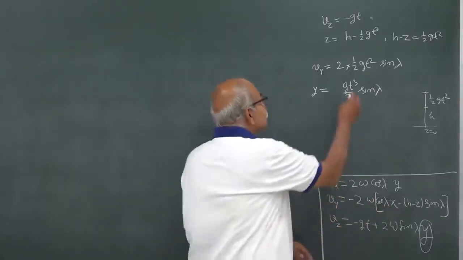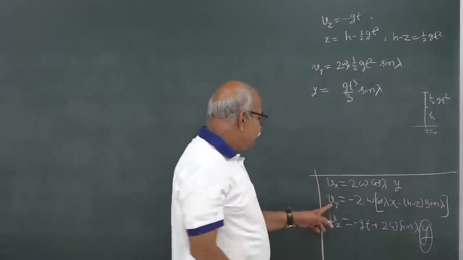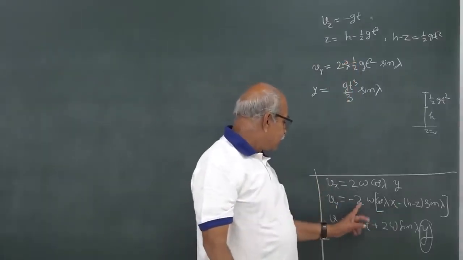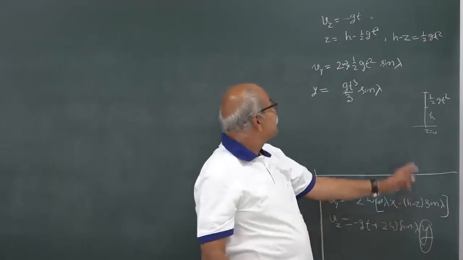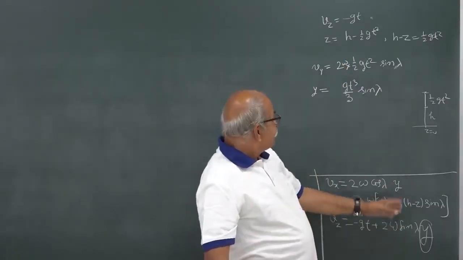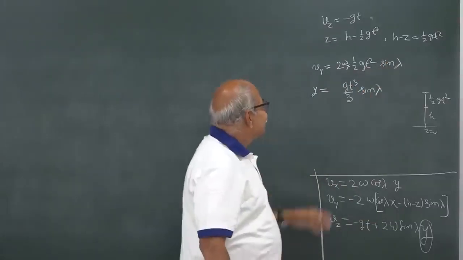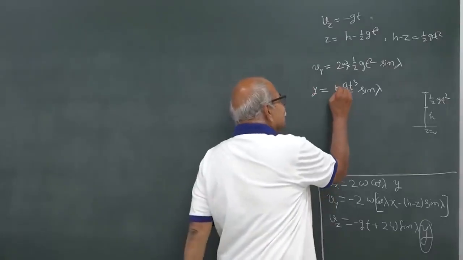This omega I have not written here, this omega, 2 omega. Okay, Vy is 2 omega. So, 2 omega times h minus z, and that 2 omega is here, and h minus z is half G t square. So, this is omega, of course, this is omega.